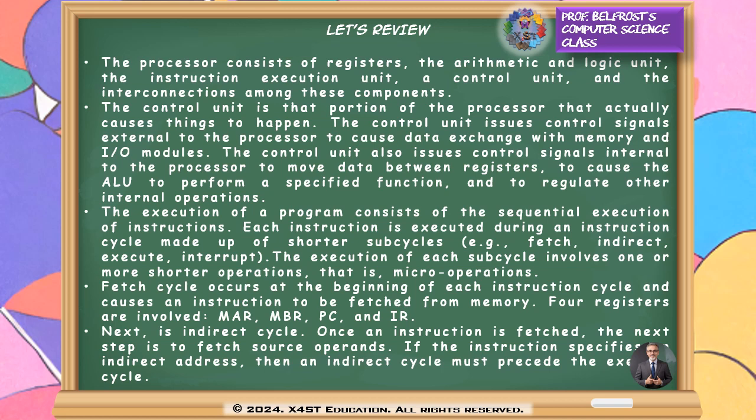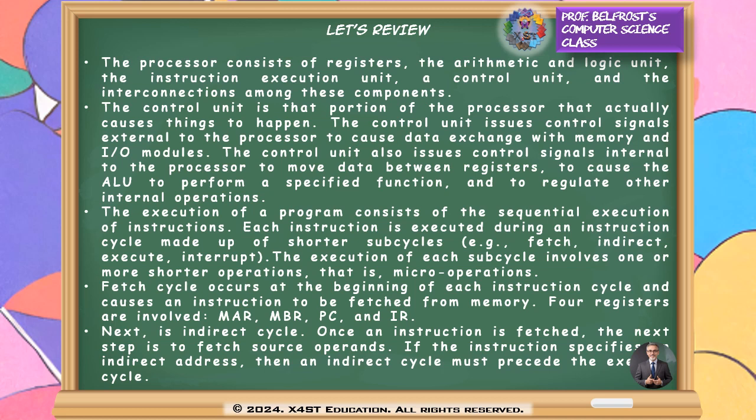Okay, so the first point, which is very important, is that the processor consists of registers, the ALU, the instruction execution unit, a control unit, and interconnections among these components. The CU is that portion of the processor that actually causes things to happen. It issues control signals external to the processor to cause data exchange with memory and I/O modules. Also, it issues control signals internal to the processor to move data between registers, to cause the ALU to perform a specified function, and to regulate other internal operations.